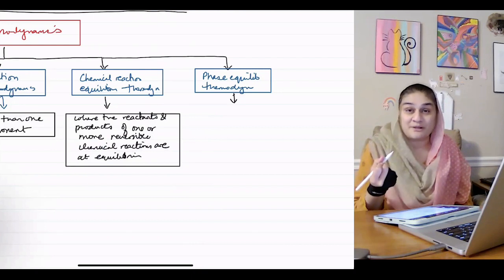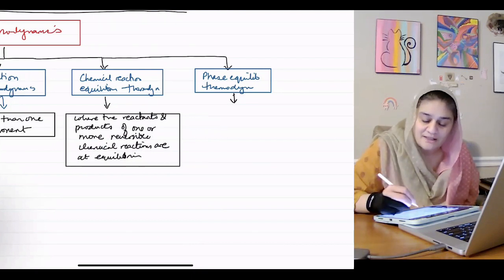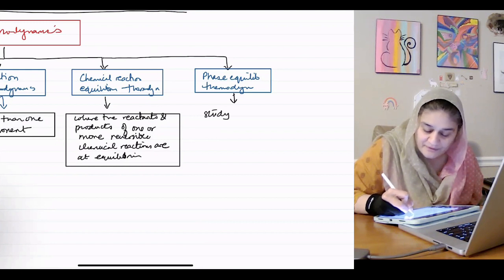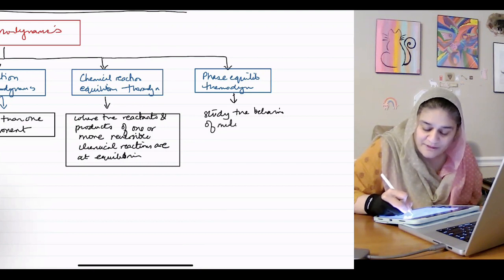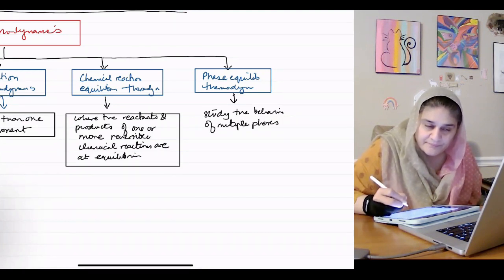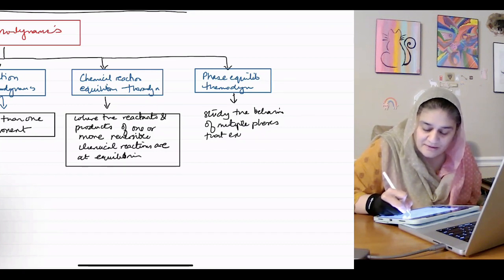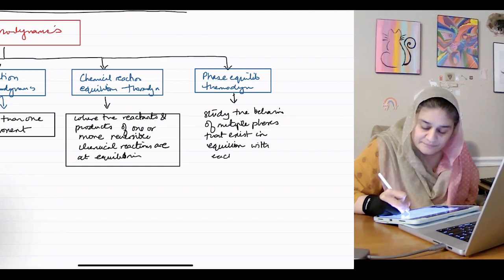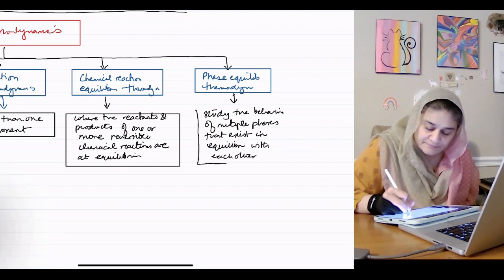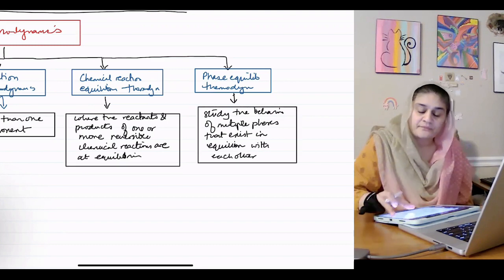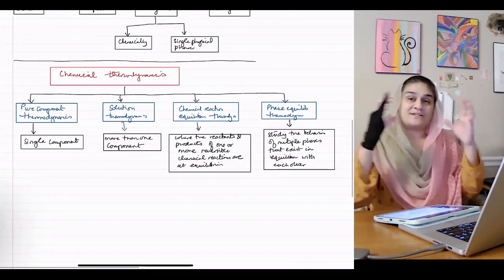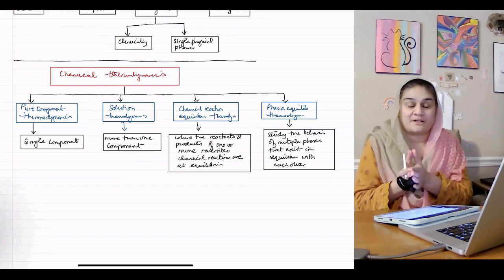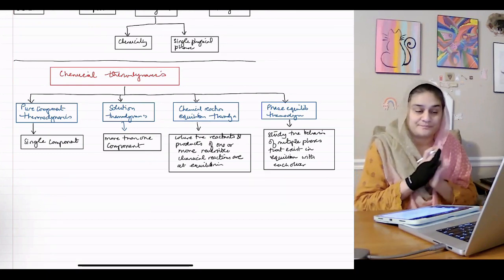So in the phase equilibrium thermodynamics, we study the behavior of multiple phases that exist in equilibrium with each other. So these are the four basic categories that chemical thermodynamics is divided into.